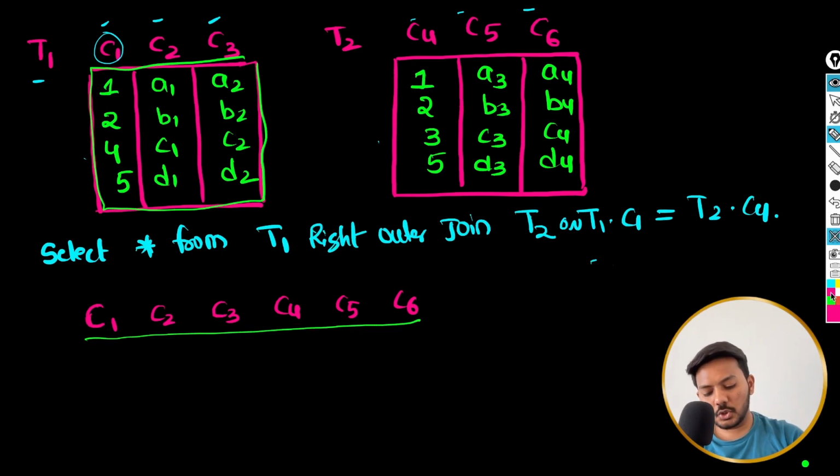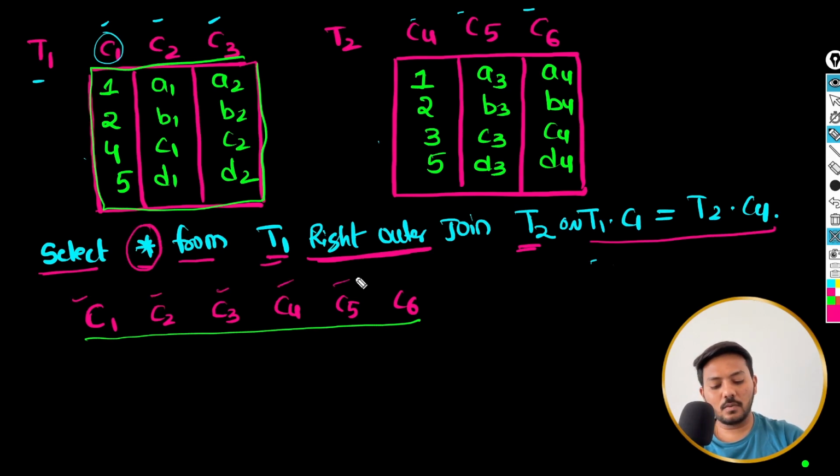Now let's change the query to this. Select star from table 1. I'm doing a right outer join here on table 2 and I'm doing the same column operation, t1.c1 equal to t2.c4. Now because we are doing star, you will get all the columns as we already know. Now let's start with this one. So this is your right table, right? And this is your left table.